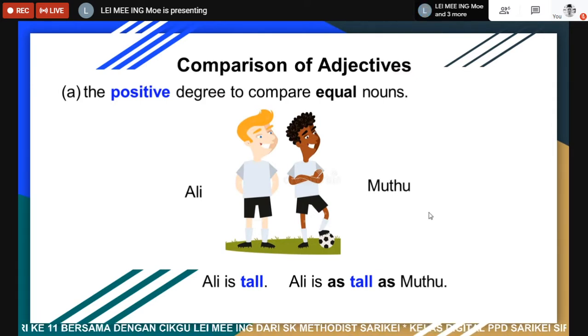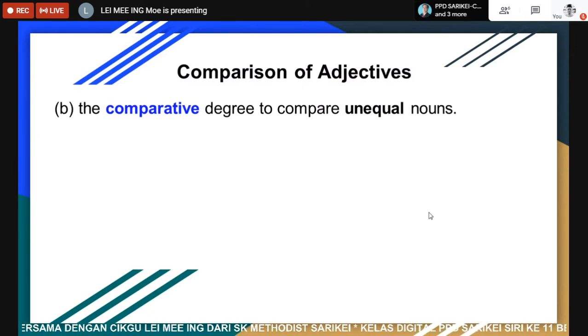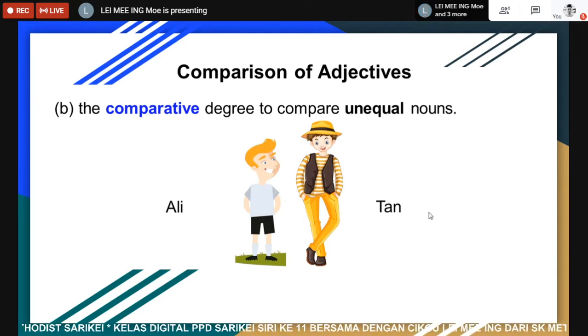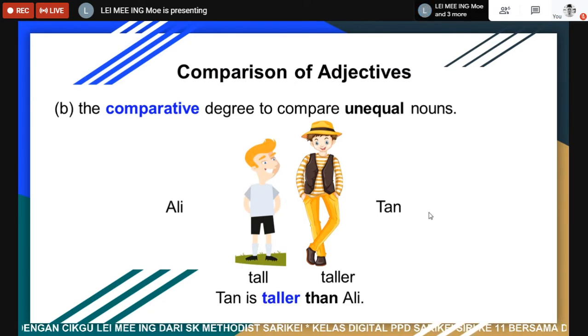Next, the second degree, the comparative degree, when we are comparing unequal nouns. Unequal here means not the same, right? So still, I have Ali who is tall. Here I have another boy named Tan. From the picture, it is very obvious that they are not of the same height, right? So Ali is tall. How about Tan? Taller. So my comparative degree sentence will be: Tan is taller than Ali.